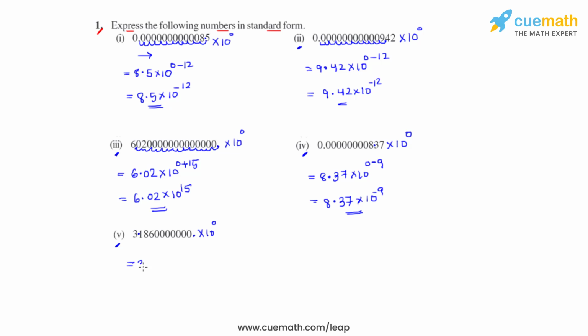So we write it as 3.186 times 10 raised to 0 plus 10. So that gives us 3.186 times 10 raised to 10 as the standard form of the number given in the fifth bit. And this is how we solve this problem.